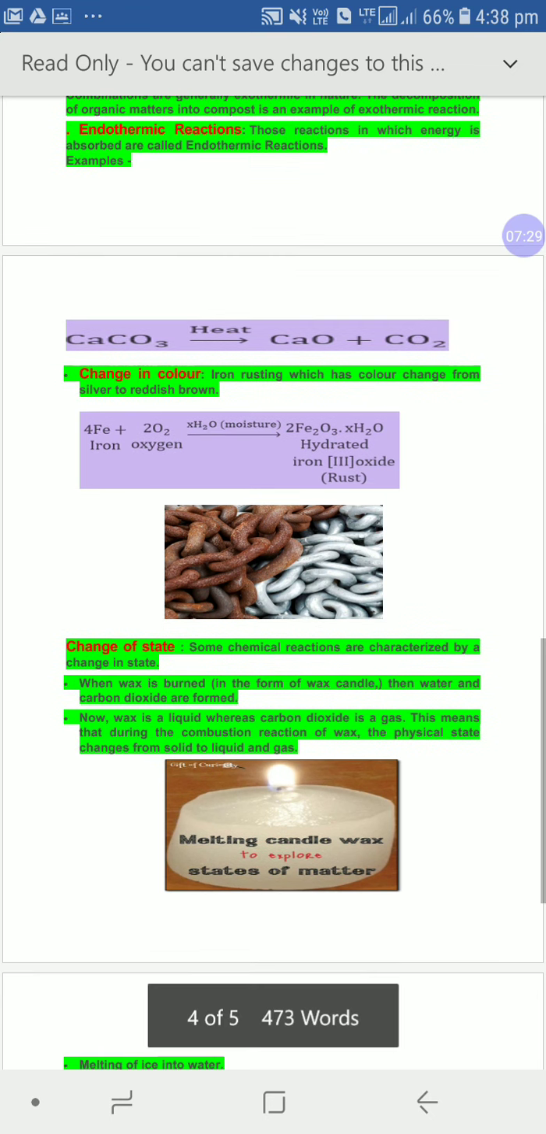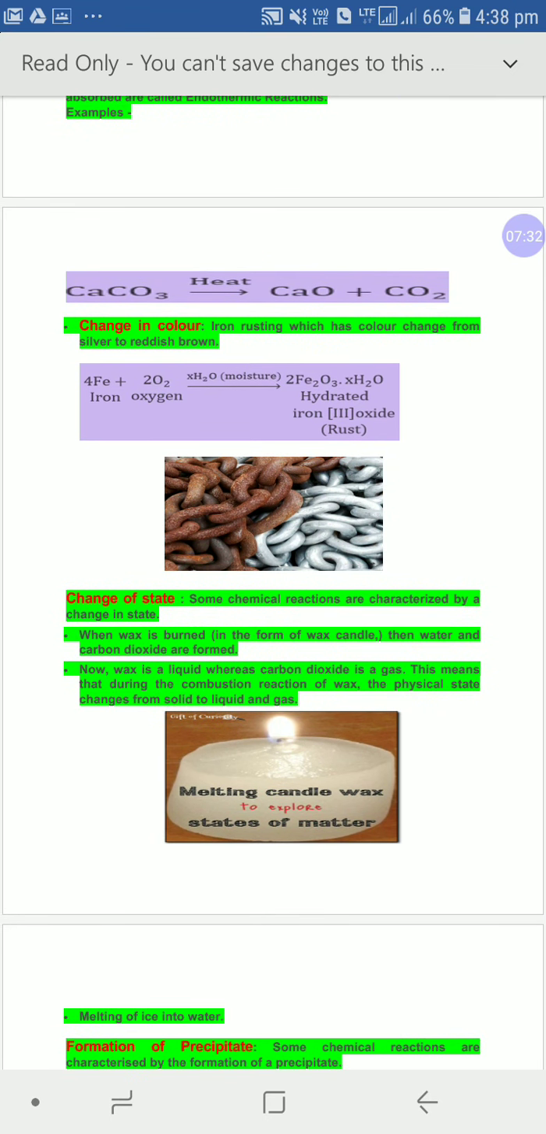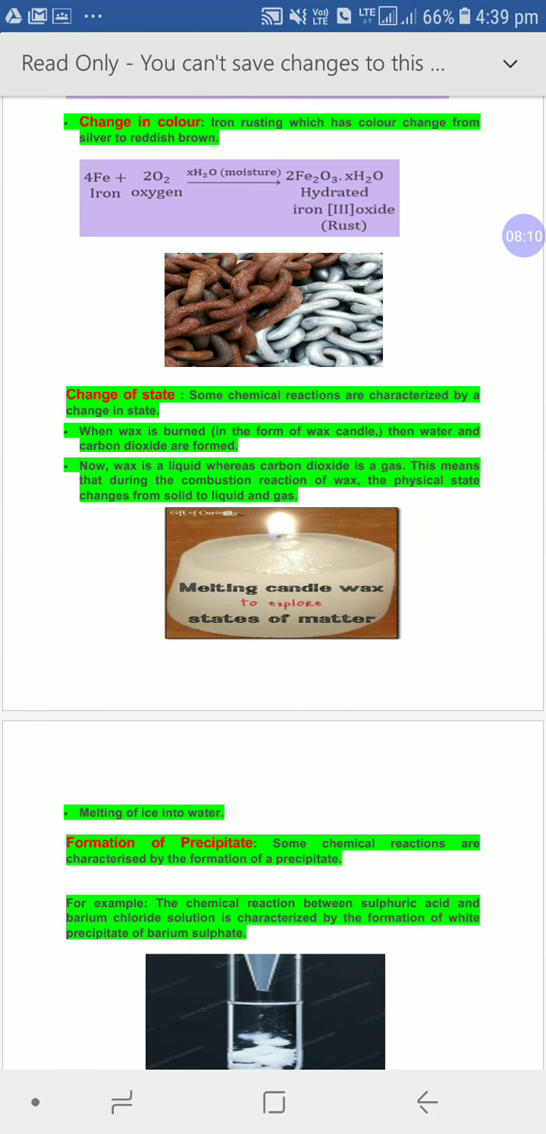Now, change in state. These are a few properties of chemical reactions. Change of state: suppose this is a candle. When you burn a candle, it changes into vapor, and sometimes molten wax also comes out. That means liquid is also formed. Clear? We know that candle wax is a solid. When it burns, it changes into vapor, and the liquid that comes out is molten candle wax. So during a chemical reaction, the state also changes. Wax is a liquid, whereas carbon dioxide is a gas that evolves. So from solid to liquid, liquid to gas, the physical state changes. Then it is known as change of state.